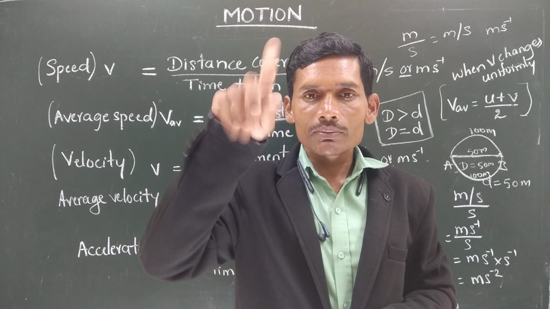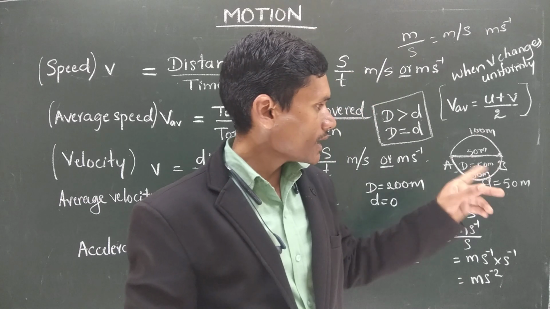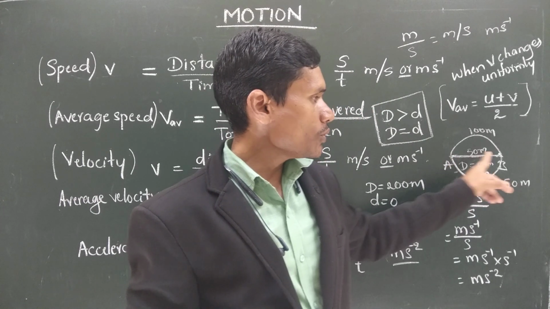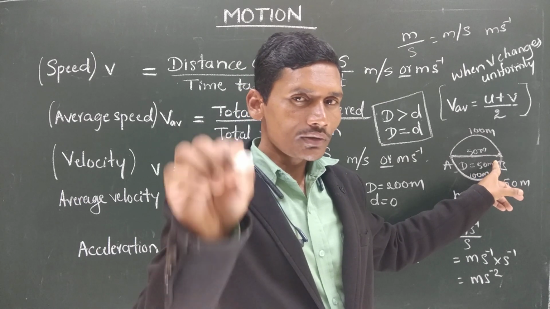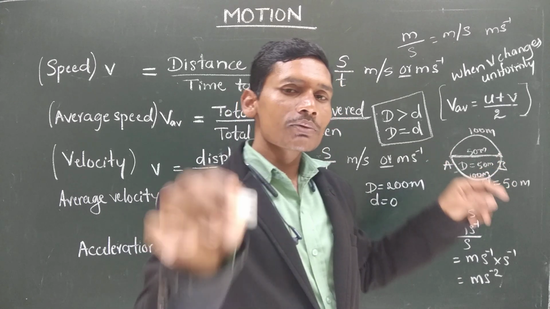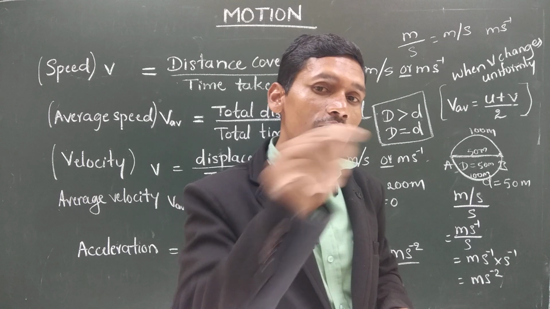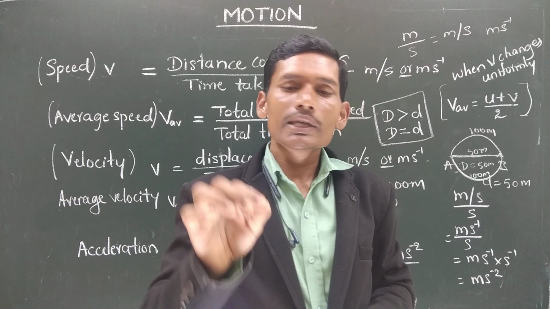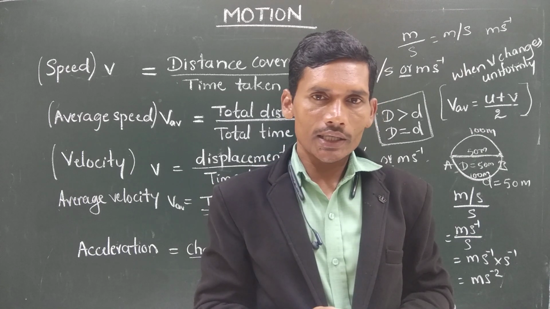Displacement divided by time taken, we have taken, right? Displacement means you can see here, from A to B if you are taking 50 meters, that is the displacement. If you are taking it again from B to A, displacement will be 0 here. So because of that, from which point to which point matters here. So in terms of velocity, we are taking direction also.